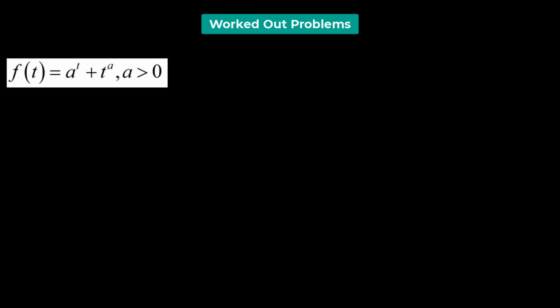So here we have the function a raised to the power of t plus t raised to the power of a, and the value of a is a positive number. So we have to find the Laplace transform of the given function. So what we can do, we have to change the first term of the function. So we have a raised to the power of t. That can be rewritten as e raised to the power of log of a raised to the power of t, with the base of e.